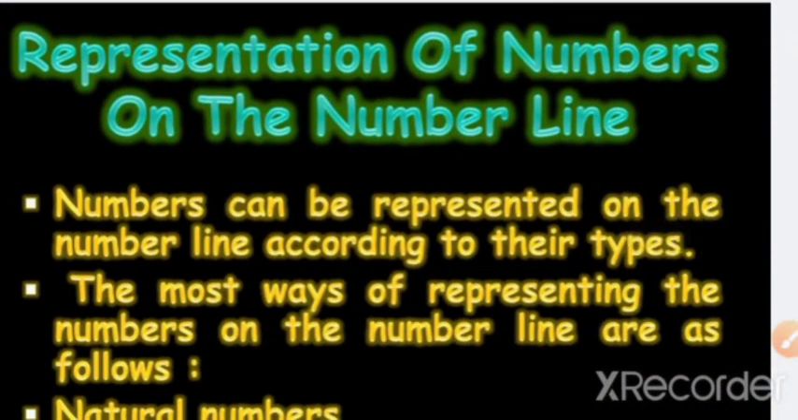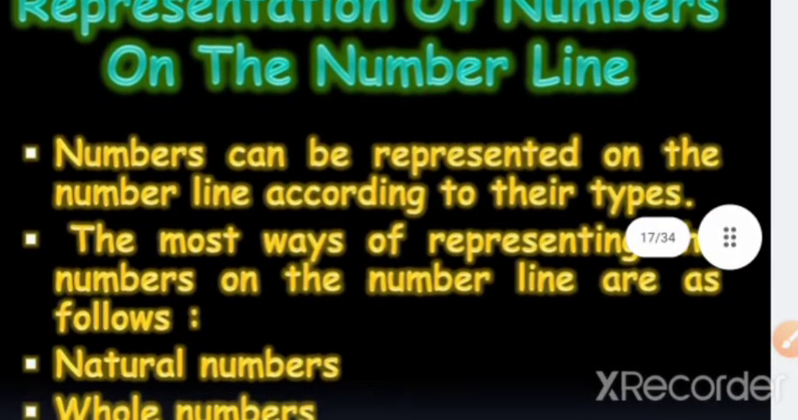So next point is representation on a number line. There are many types of numbers like natural numbers, whole numbers, integers and rational numbers. In a previous class I have already discussed the definition of rational numbers and how to represent them on the number line. Today we will discuss how to represent any rational number on the number line.